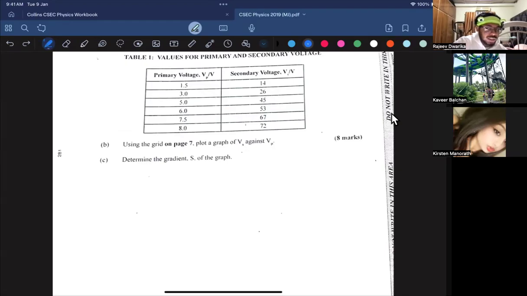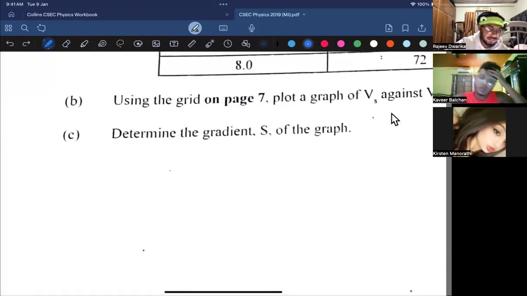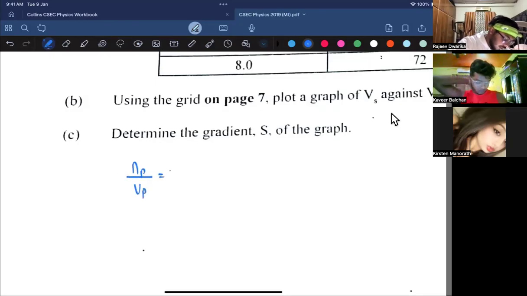Justin, from what you learned last class, what were the main equations you needed to remember for a transformer? Remind me. Oh, NP over VP equals NS over VS. All right, so NP over VP is equal to NS over VS. Yeah. All right, and IP VP equals IS VS.